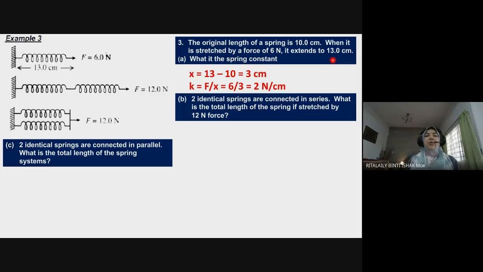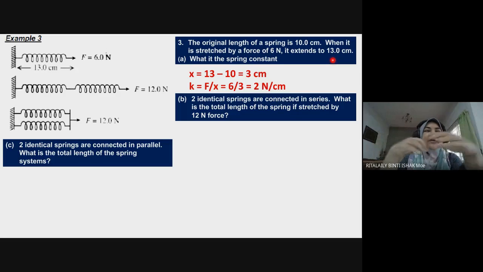With the same spring, the spring that has 2K, what is the total length of the spring if it's stretched by 12 Newton force? So how do we calculate? What should we calculate first? Oh, but before that, what should we know according to the arrangement of the spring.